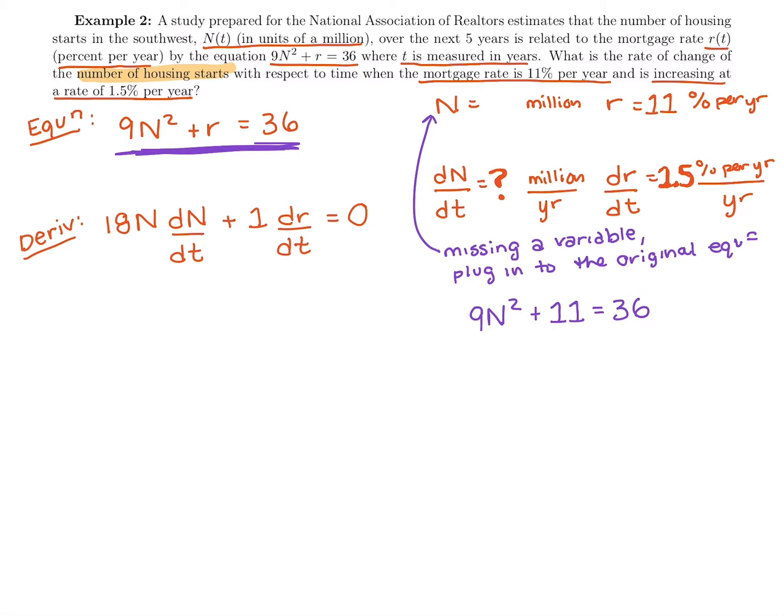Right now we're looking to increase our mortgage rate. What's going to happen to the number of housing starts? Are we going to lose all our clients? Nobody's going to start building houses, or is the market going to be okay?